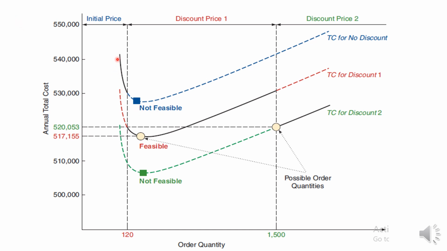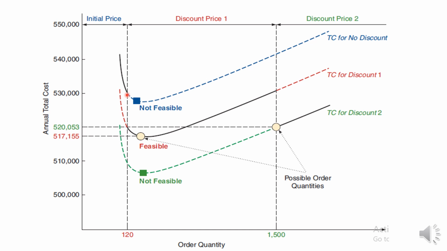So this line you see is in the range of this quantity from 0 to 120. It is the range of the initial price in which there is no discount. Okay, so you see this is the total cost. It is maximum, and it can be decreased up till here with the reducing of the ordering cost. It will fall over here.